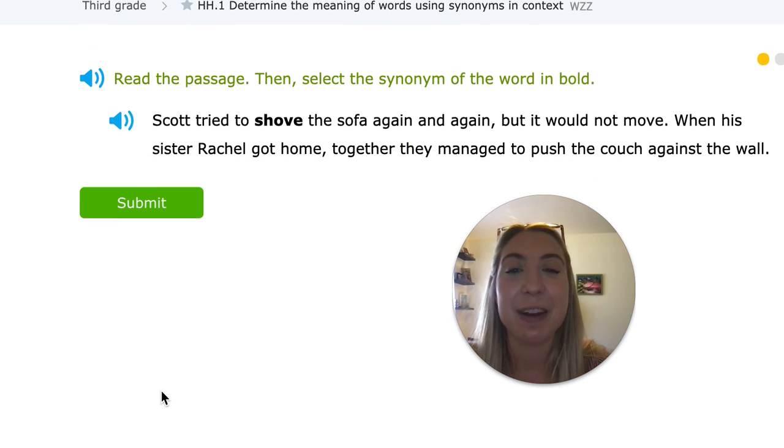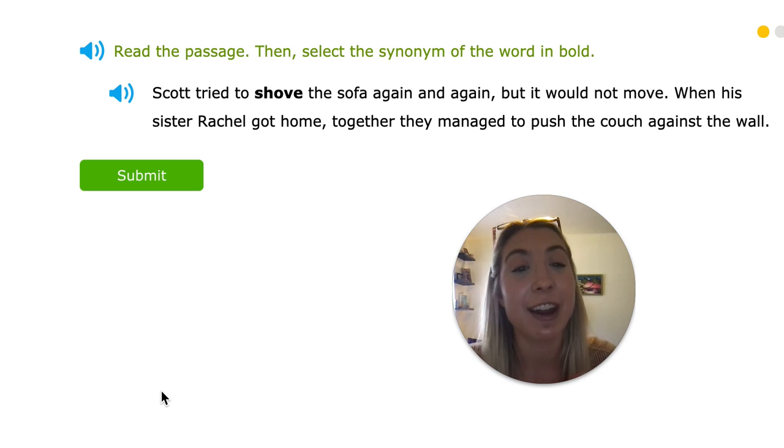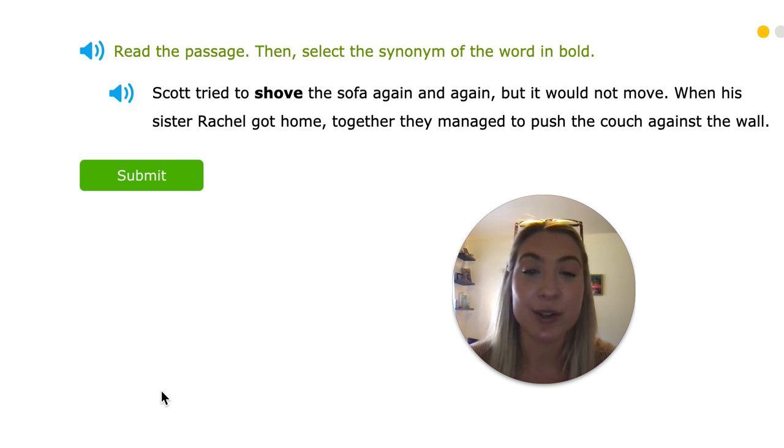All right, have fun and make sure that you're using your context clues and reading everything all the way through. And if you have a dictionary like we've been using in language arts, that will also help.